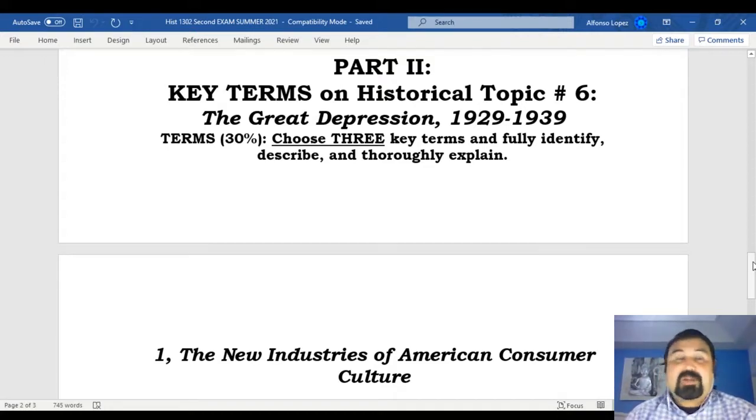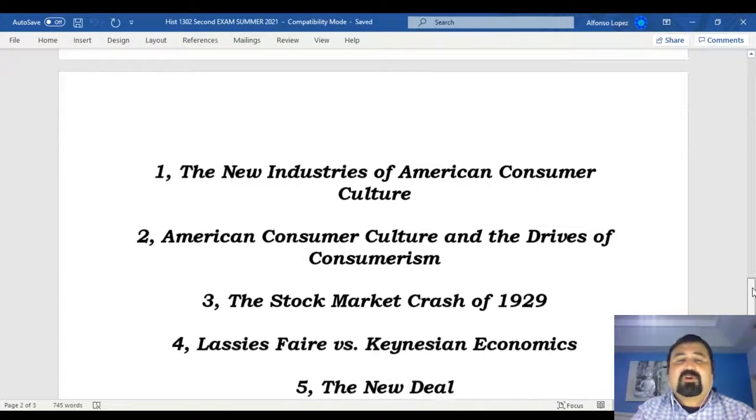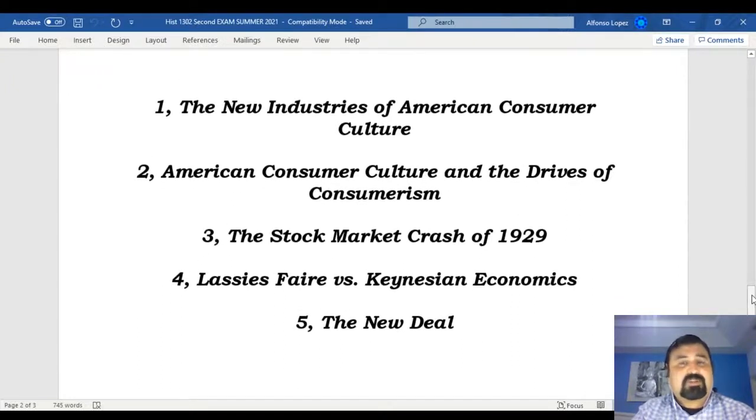But for the Great Depression, everybody has to review the 3 sessions of the Great Depression because for part 2, which is 30% of the grade, you must answer 3 key terms as fully as possible. Those are extracted from the discussion on the Great Depression. There are 5.